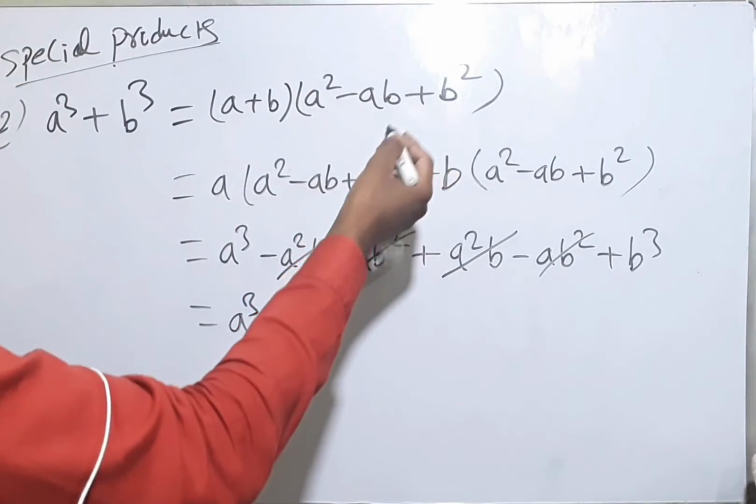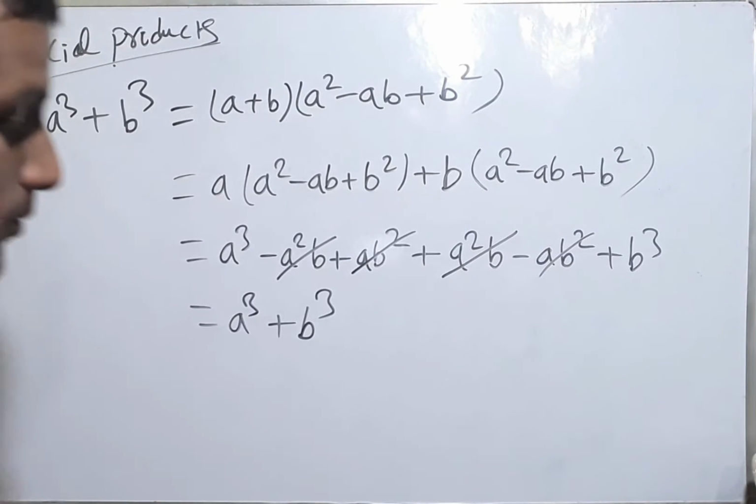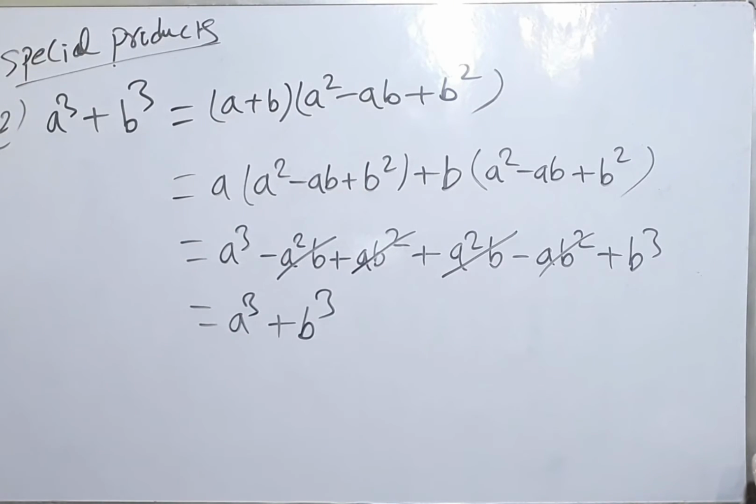This is equal to this. If we find the product of these two factors, we'll get a cubed plus b cubed. So this is proven, so note this down.